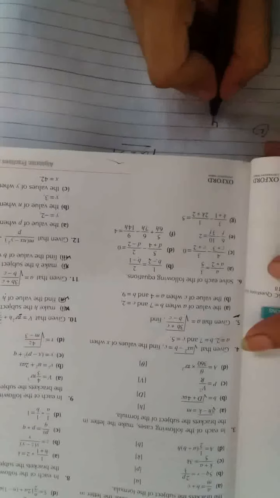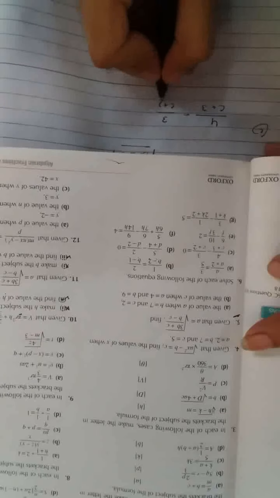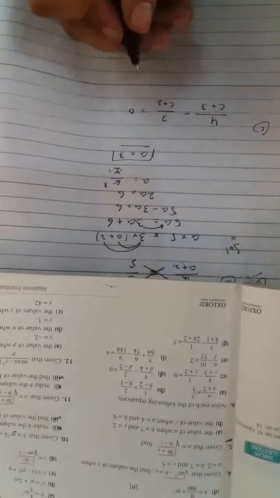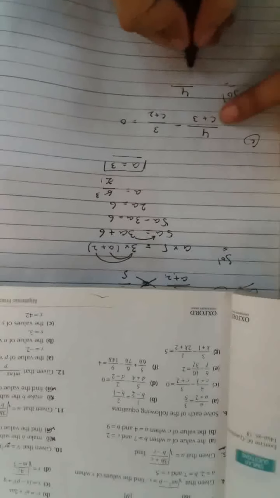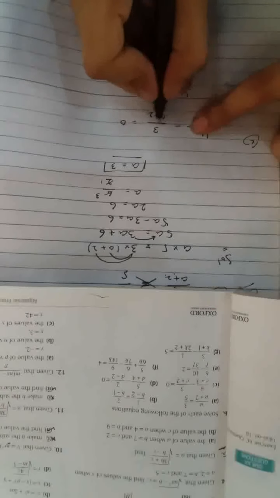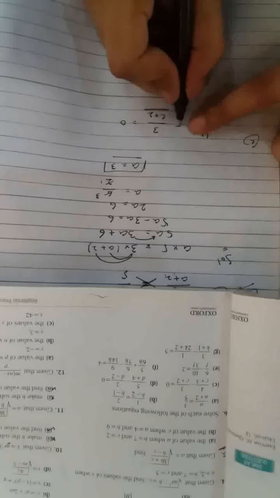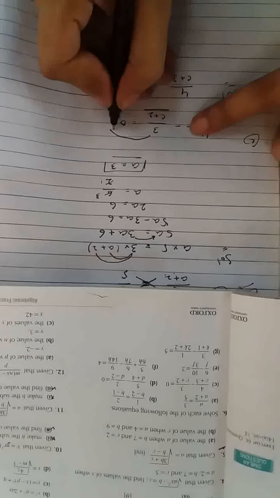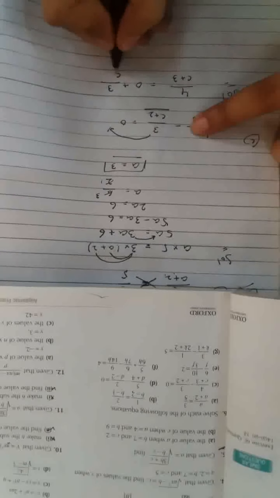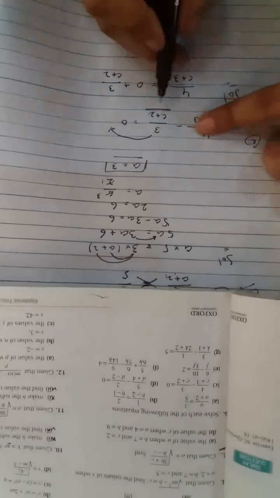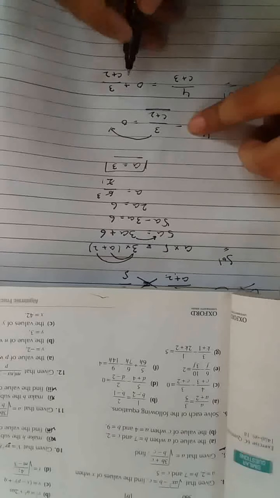Now you come to part C. Part C is 4 divided by c plus 3 minus 3 divided by c plus 2 equal to 0. Got it? First you write the solution. 4 divided by c plus 3: this fraction has a minus sign, when we move the whole fraction to the other side it will be plus. 0 plus 3 divided by c plus 2. When this fraction moves to the other side it will be plus.